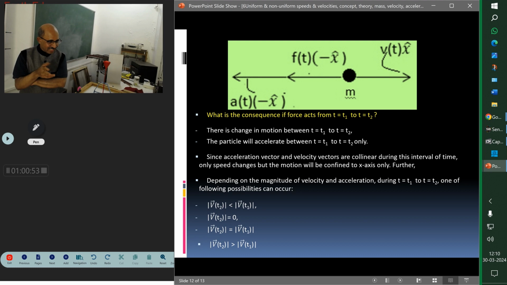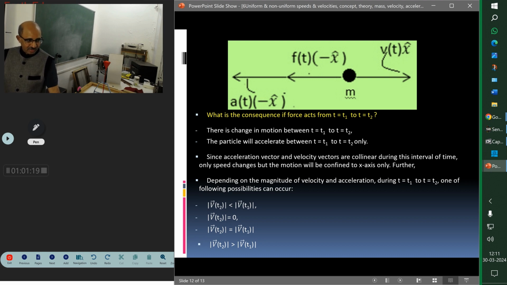The speed reduced, but the direction didn't change. So you see, the force was acting in the opposite direction. Correct. So as a consequence of this, if I show you this diagram, and if I say the force is going to act between time t1 to t2, then what are the consequences?